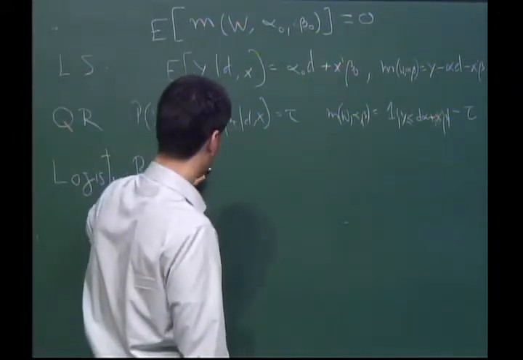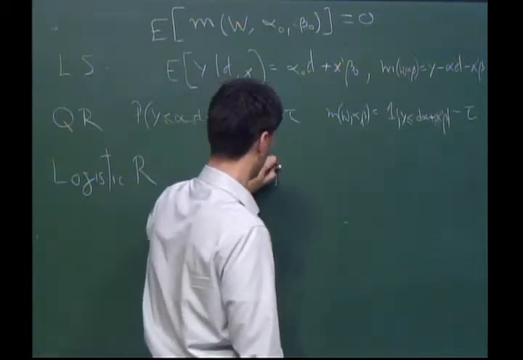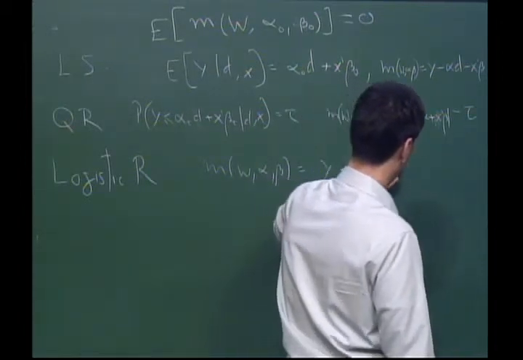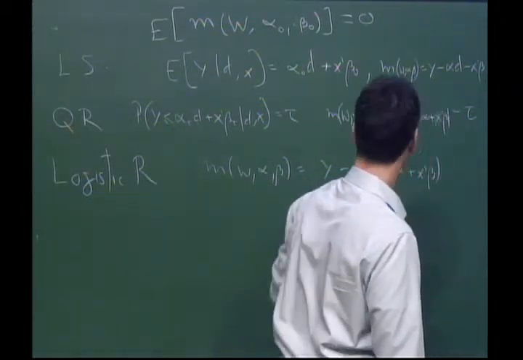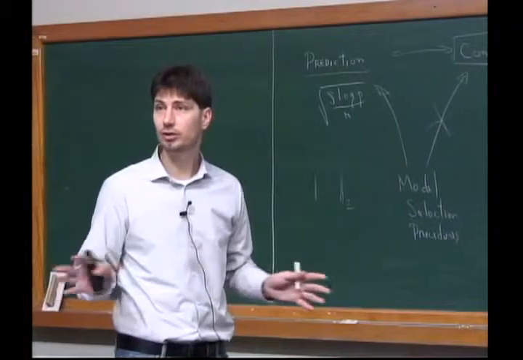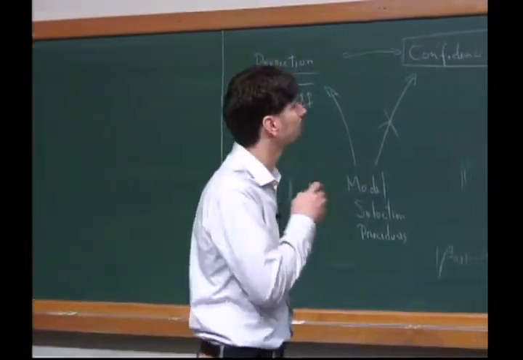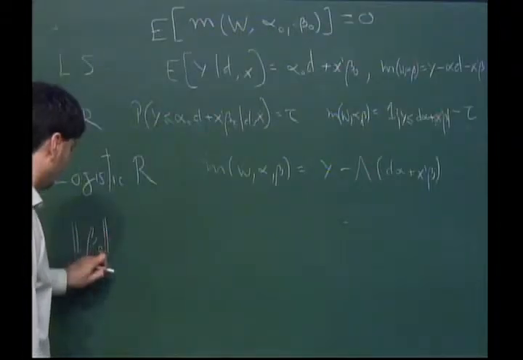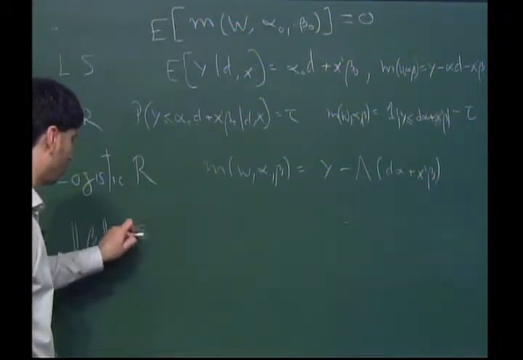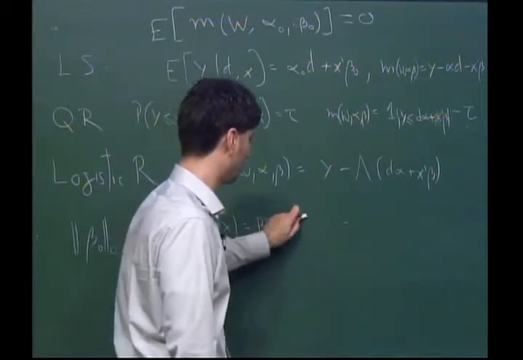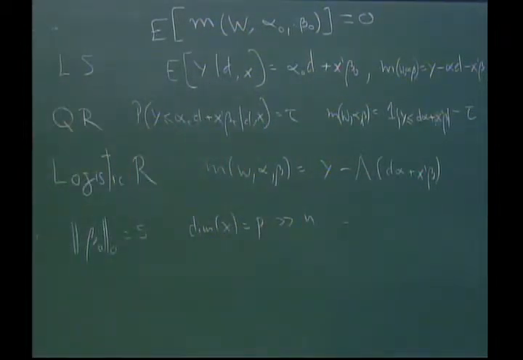For logistic regression, my function becomes just Y minus logit of D alpha plus X beta. Again, if I take expectations, things work. So it's a very convenient framework that allows me to deal with many, many cases of interest in a very unified way. And I'll be concerned with the case where I have only S non-zero components, but the dimensionality of my controls, P, is potentially much larger than N. But that's the setting we have been dealing with.